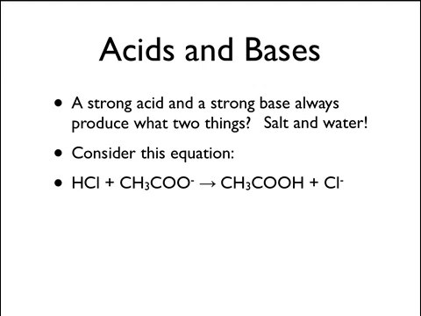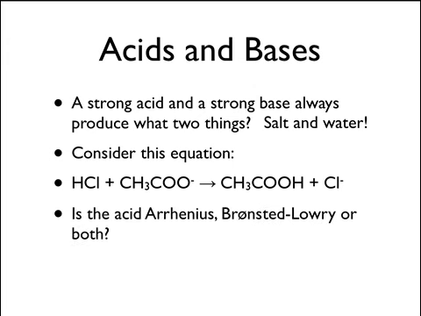Now consider the following equation. Hydrochloric acid and acetate yield acetic acid and a chloride ion. Now a question: is the acid Arrhenius, Bronsted-Lowry, or both? Well, the acid in our equation is the hydrochloric acid, HCl, and it's going to donate its proton to the acetate to create acetic acid. But I don't see any hydronium ions or hydroxide ions or hydrogen ions, which tells me that it's not Arrhenius. It's just Bronsted-Lowry. Bronsted-Lowry acids and bases donate or accept protons, and Arrhenius produces either hydronium, hydroxide, or hydrogen ions, and I don't see this, so it's not Arrhenius.